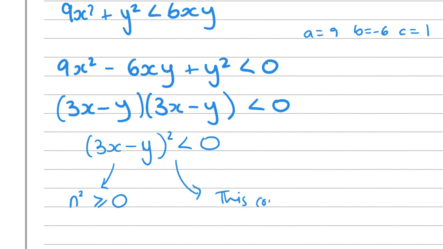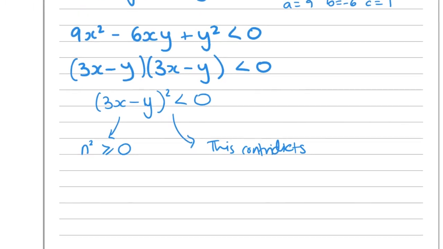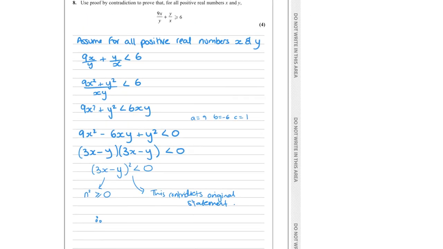This contradicts the original statement. Okay? Therefore, 9x over y plus y over x must be greater than or equal to 6.